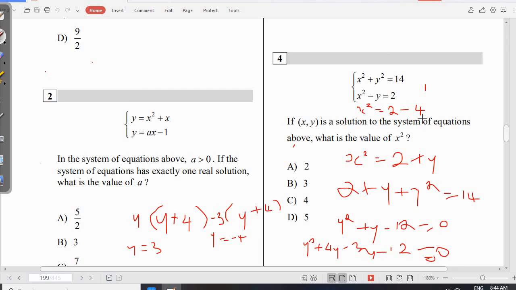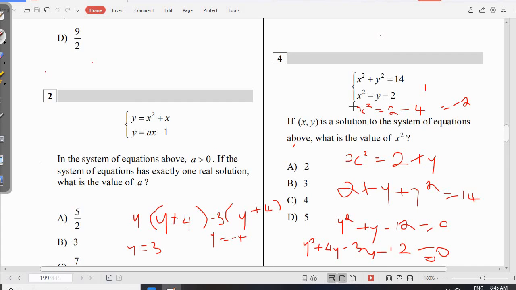So x squared equal to 2 minus 4, so x squared would be just minus 2. If you put 3 here, 2 minus 3. Okay, let's try this other one.